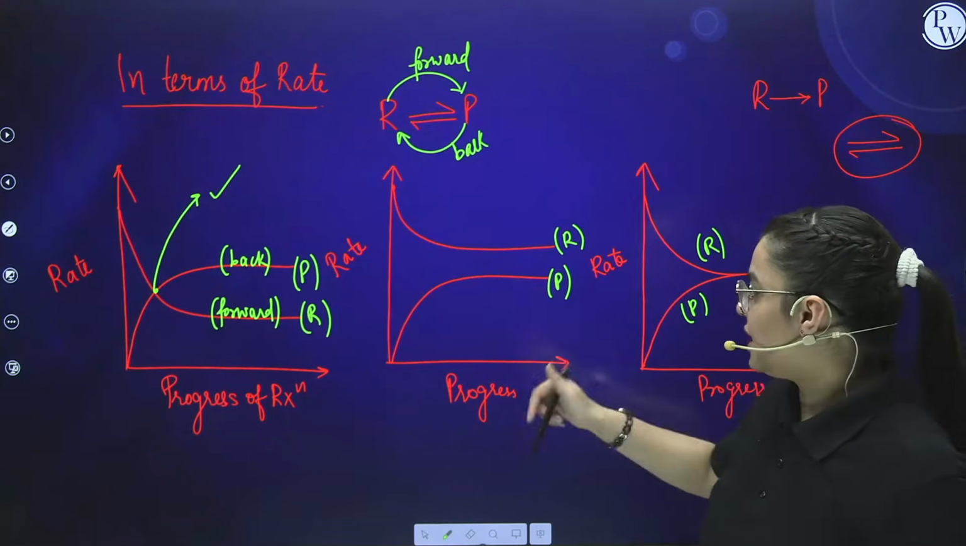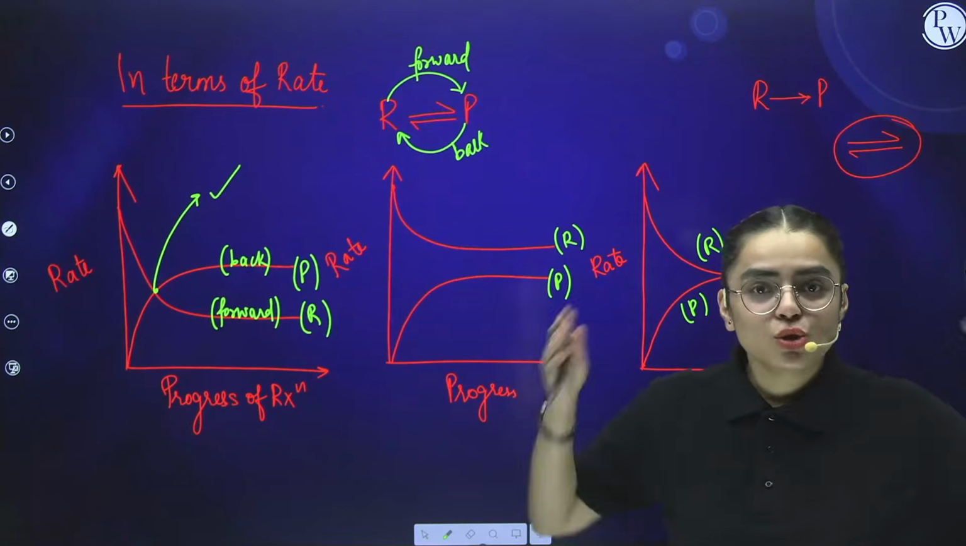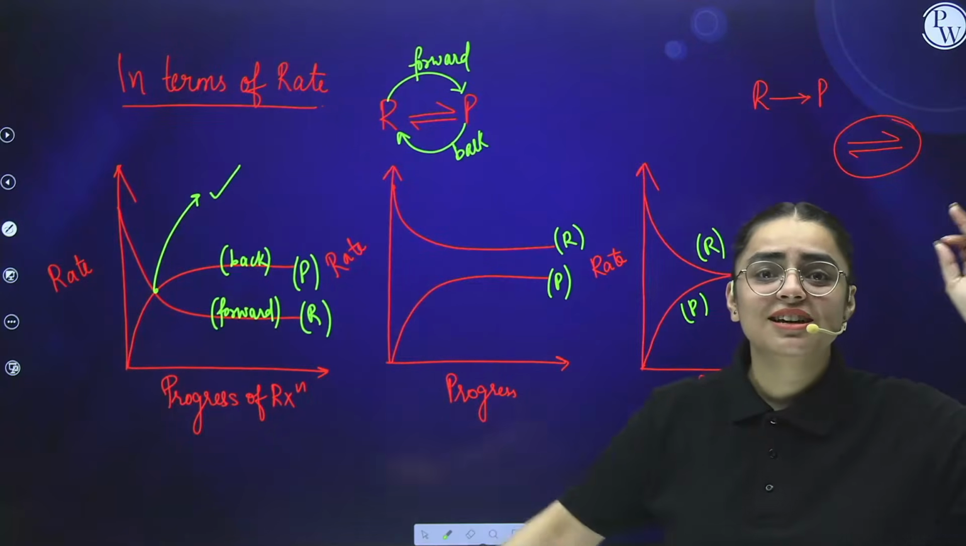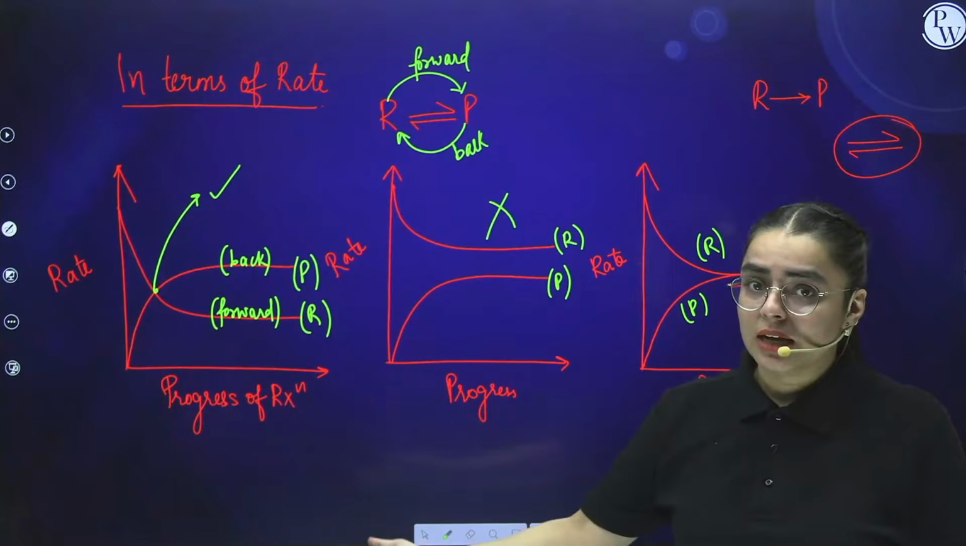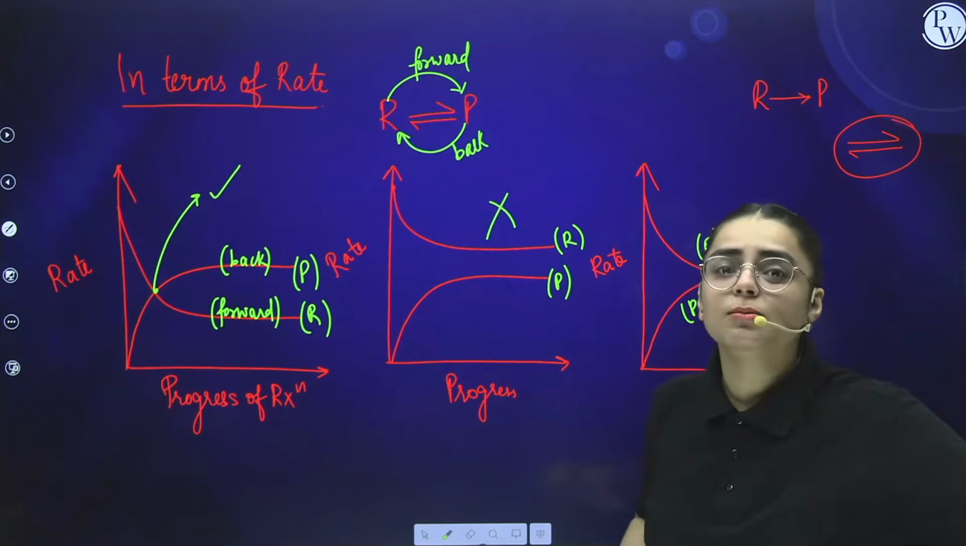So if I see over here, are they meeting at any point where they are equal? No. There is no meeting of reactant and product. That means here no equilibrium state is being attained. Here is no equilibrium. But in the previous case, we have seen, but we have seen with respect to concentration. Now with respect to rate, there is no attainment of equilibrium.